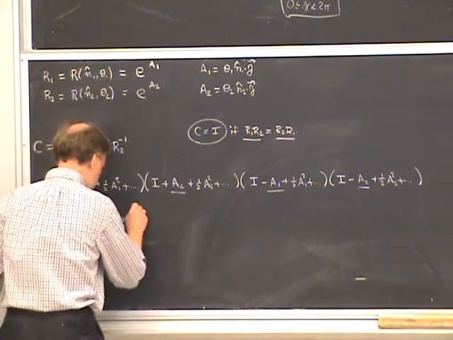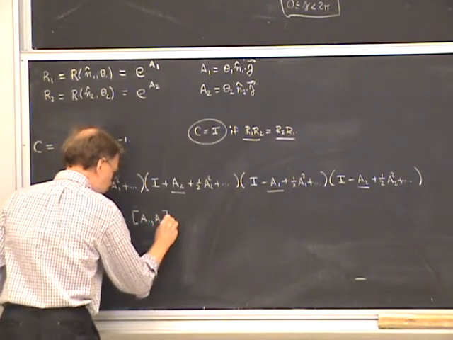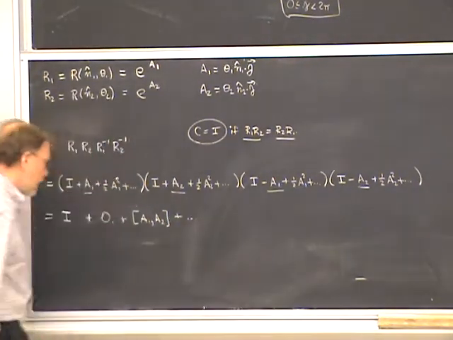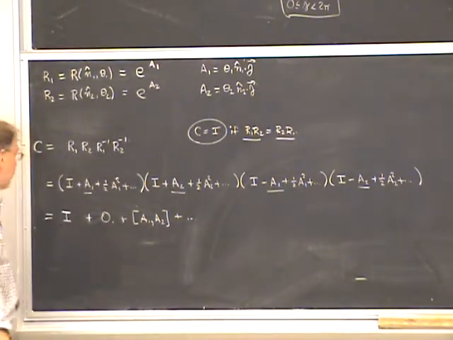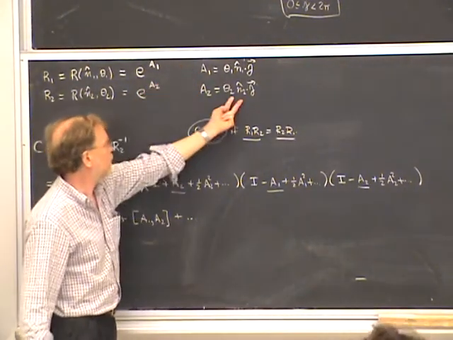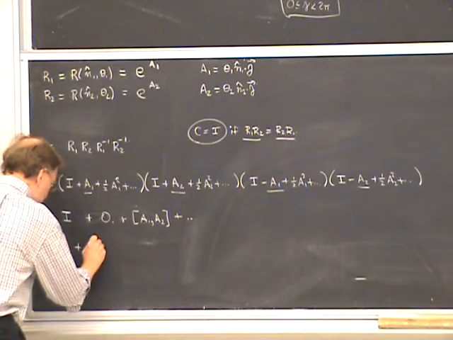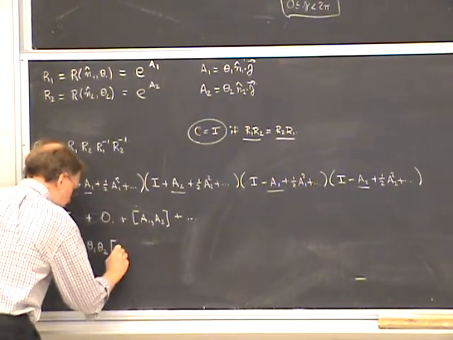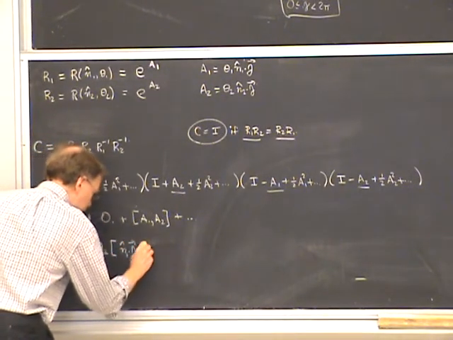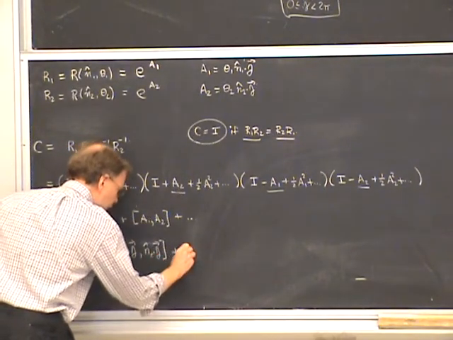What you find is that the second order, when the smoke clears, is actually the commutator of the matrices A1 and A2 in the usual sense in quantum mechanics. And then there are higher order terms. This is second order here. In fact, plugging in the specific values of A1 and A2 in terms of the axes and angles, this becomes the identity plus theta 1 times theta 2 times the commutator of n hat 1 dotted into J with n hat 2 dotted into J, plus higher order terms.